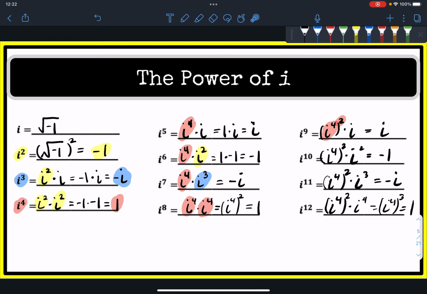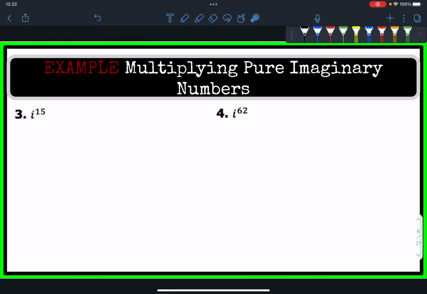So the strategy for this, if we raise i to higher powers like 15, is that we can continue this pattern and see what the value is, or we can simply do this. Since we know that i to the 4th power is equal to 1, we want to see how many times 4 can go into 15. So if I divide 15 by 4, this is going to equal the decimal value of 3.75.